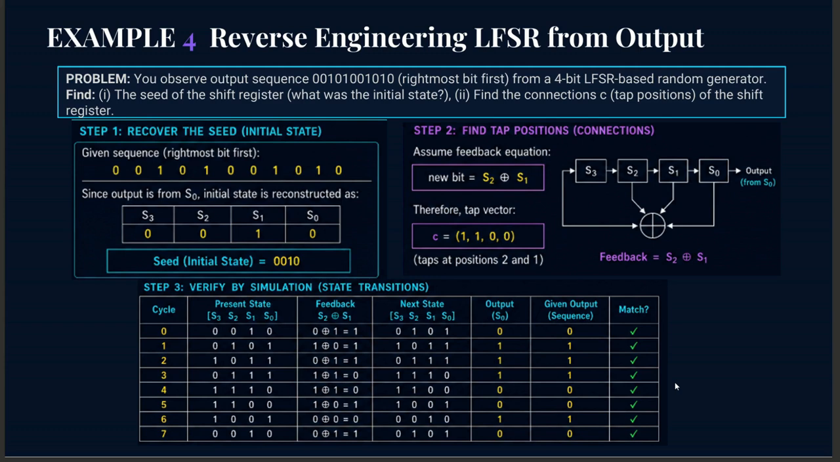So finally, the initial seed is 0, 0, 1, 0. Feedback equation is S2 XOR S1 and the connection vector is C1, 1, 0, 0. This simulation successfully produces the observed sequence, hence the reverse engineering process is verified.